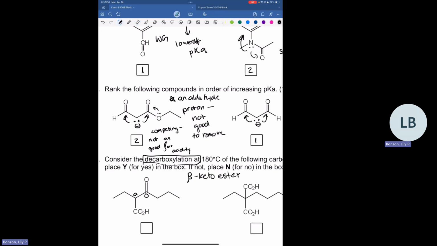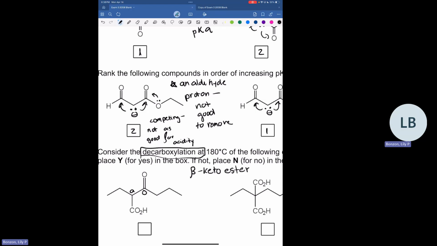And then going to that carboxylic acid down at the bottom, my beta position is going to be the carbonyl of that carboxylic acid. So this would be my beta position right here. For decarboxylation, we want our ketone or our 2 esters or 2 carboxylic acids to be beta to each other. Since this carboxylic acid is beta to that ketone, this would be able to undergo decarboxylation. So we're going to put yes in the box.